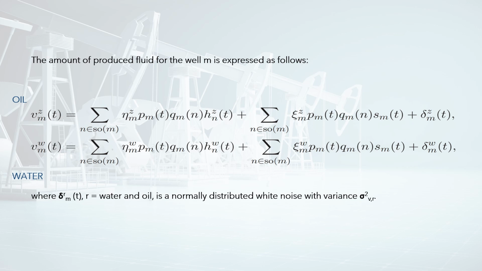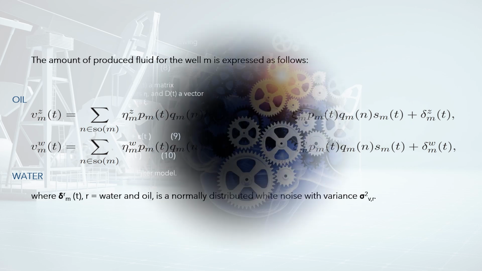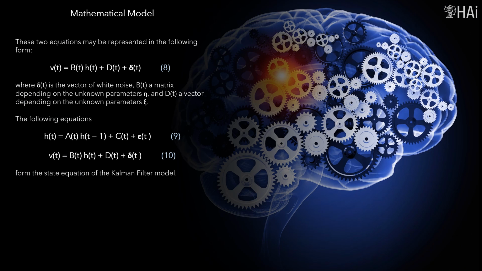VZMT, definition for oil fluid, and VWMT, definition for water. Where delta Rm, T, where R is equal to water or oil, is a normally distributed white noise with variance sigma 2V, R. These two equations may be represented using the equation 8. Where delta T is the vector of white noise, Bt a matrix depending on the unknown parameters eta, and dt a vector depending on the unknown parameters eta.